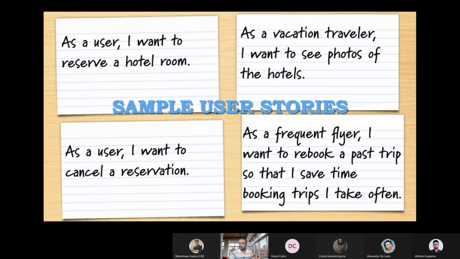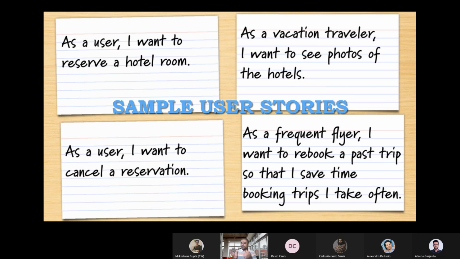But at story level, this is very simple. As a user, I want to cancel a reservation. This is one simple user story. As a frequent flyer, I want to rebook a past trip so that I save time booking trips I take often. You are seeing this?